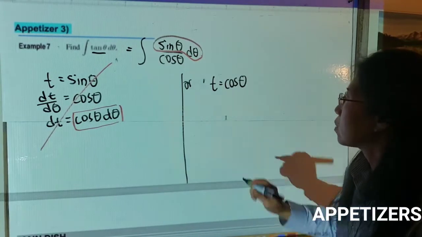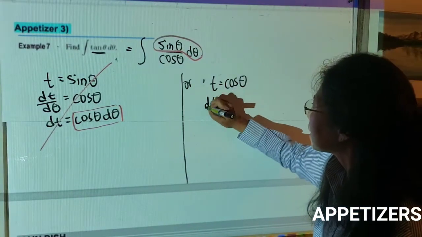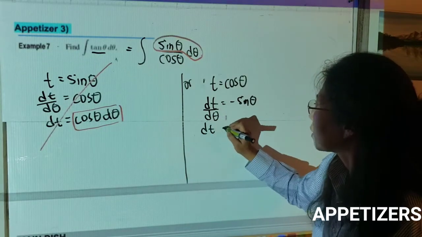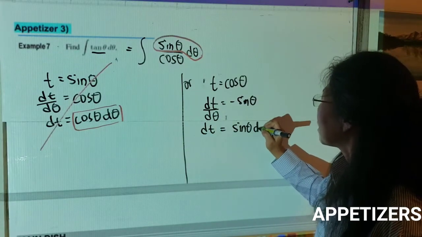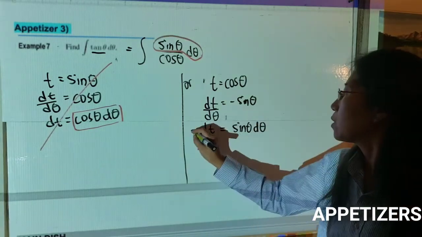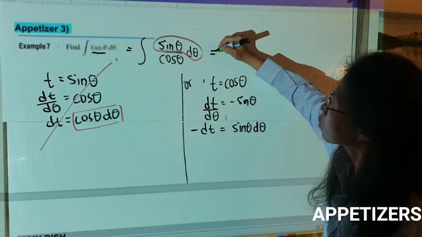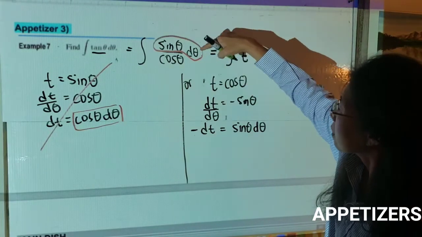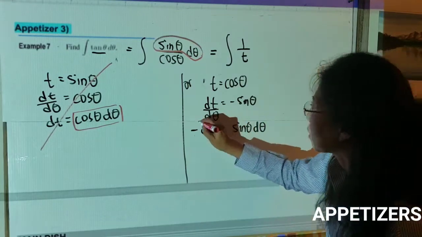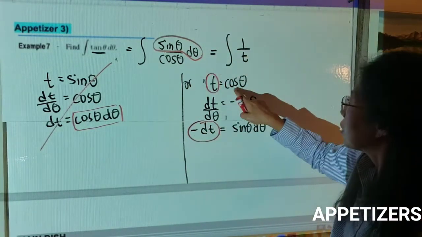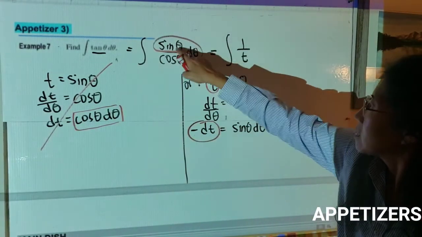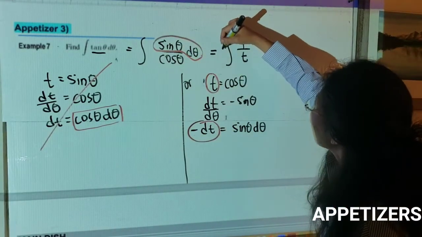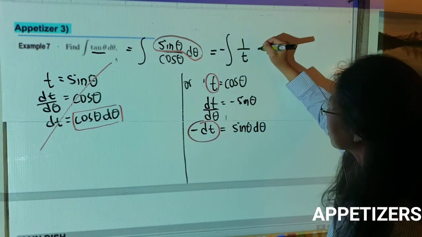Then what if I use t as cosine theta? Then dt d theta would be negative sine theta. So sine theta d theta, and then I can put a negative here because I want to match this. So let's substitute. The integral of cosine is going to be 1 over t. Sine theta d theta is negative dt. So it's just a puzzle. Cosine theta is 1 over t. Sine theta d theta is negative dt. The negative we can put outside, and then dt.